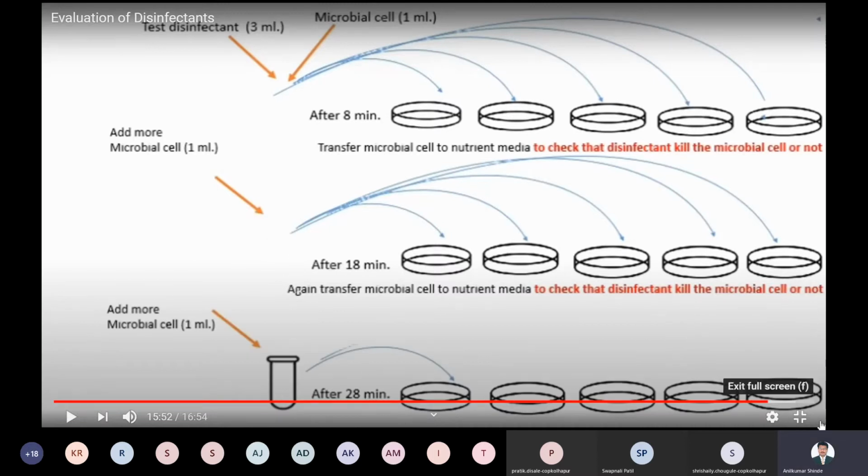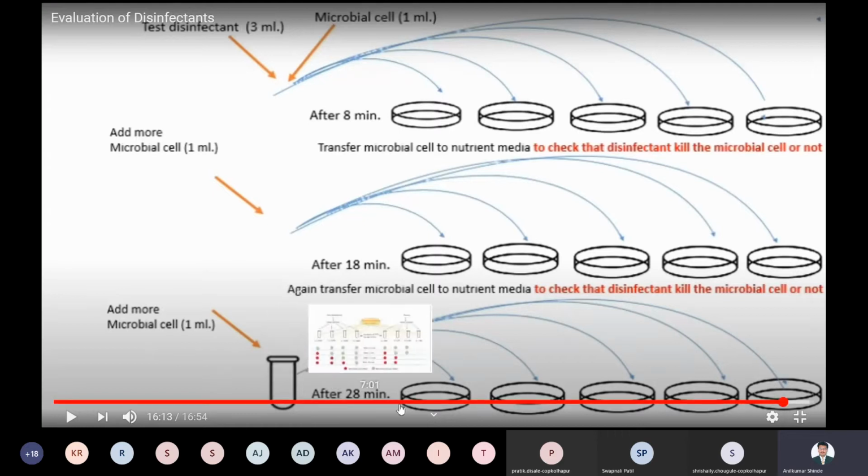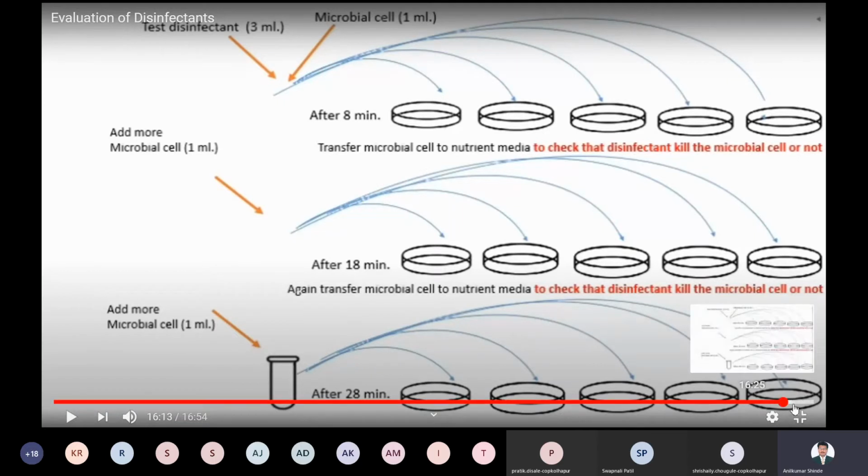for 20 minutes. So 28 minutes, the 3 times we can use for that. The 28 minutes, the same procedure we can use. Okay. Again, we take the same disinfectant solution, 3 ml, and again we add the microbial cell, 1 ml. Okay, so the 3 times microbial cell is added, and after the 20 minutes, we take the inoculum from that and transfer it into the agar medium, the various agar petri dish. Okay, then after that, the first step is for 8 minutes. Then the second step for the 18 minutes, and the third step is for the 28 minutes.